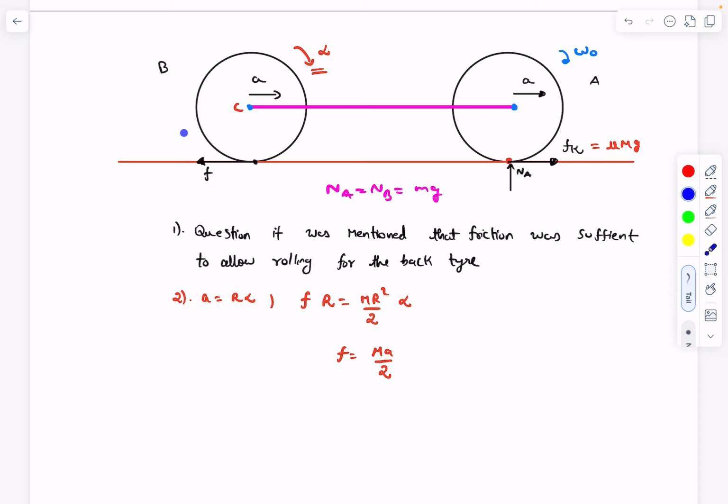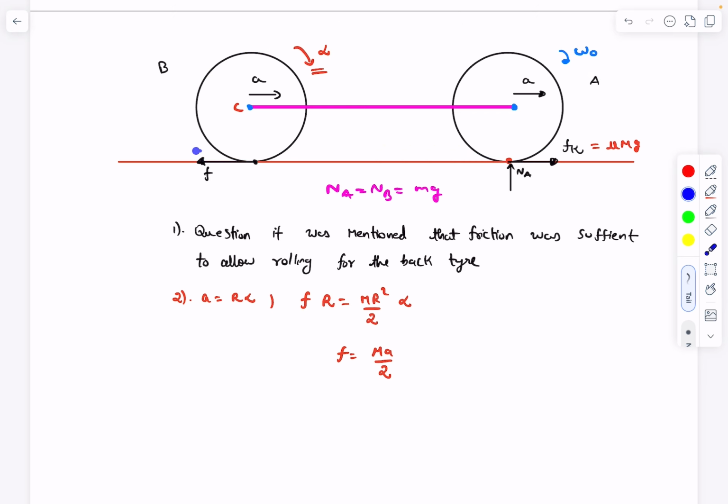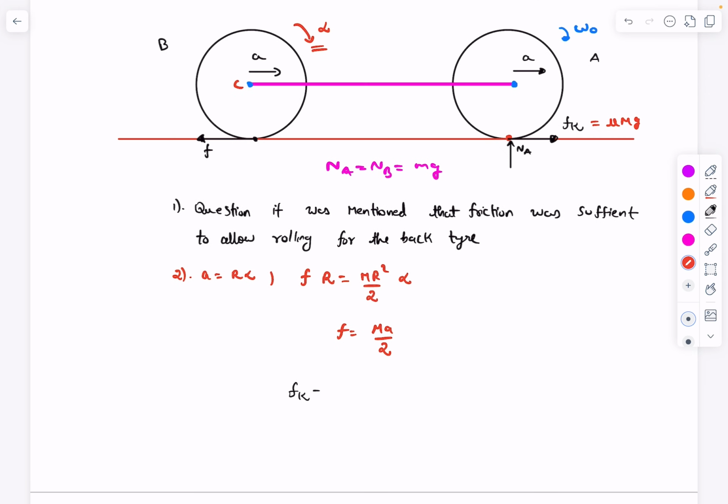Okay, so now if I take both the discs and the rod as my system, then the external forces in the horizontal direction are F and Fk. Fk minus F, so this is the net force towards the right, equals Ma plus Ma. The acceleration of both the discs is a in the rightward direction, so we'll write Ma for each of these masses.